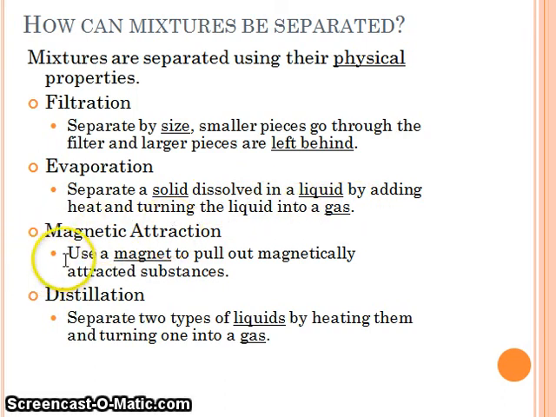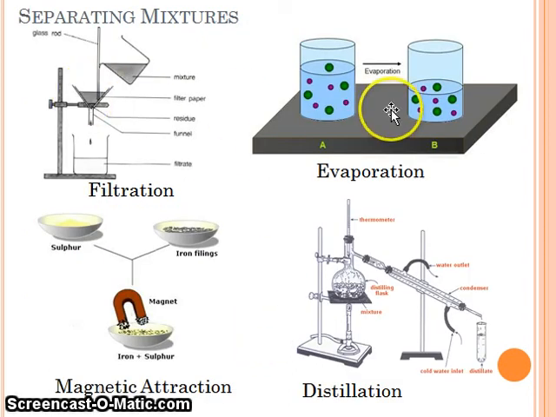Magnetic attraction: you can use a magnet to pull out magnetically attracted substances. Distillation: you separate two types of liquids by heating them and turning one of them into a gas. The other one would remain a liquid, and that would separate them. Here are some examples of those different methods.